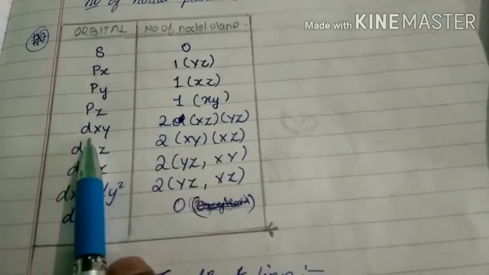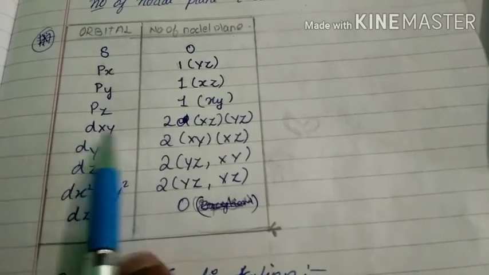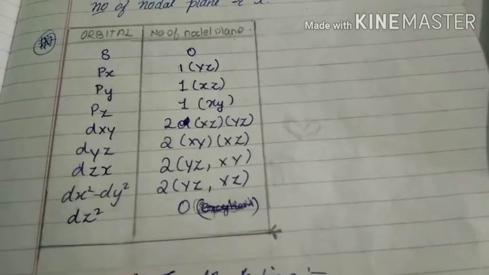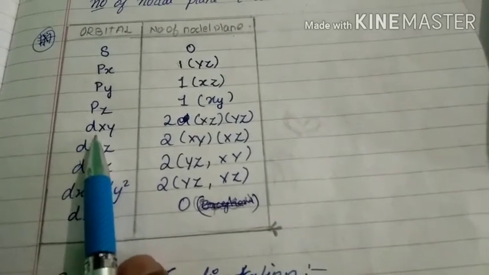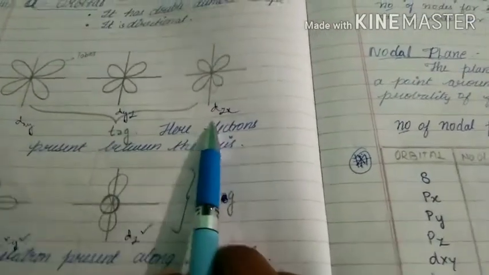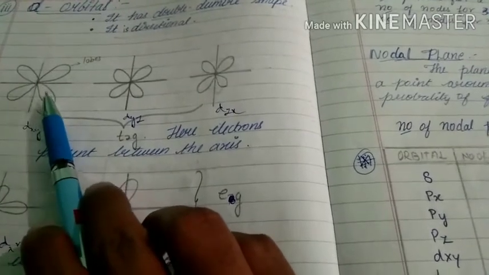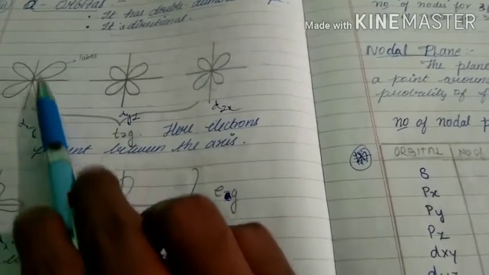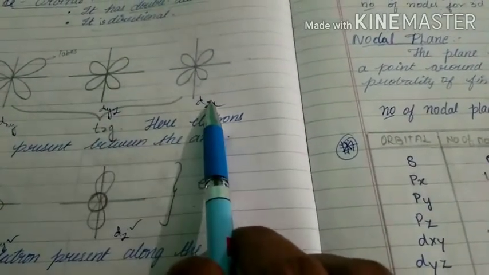In the case of d orbitals, for all d orbitals the l value is 2, so the number of nodal planes is also 2. What is the meaning of dxy, dyz, dzx here? In the case of dxy, the electron density is present between the x and y axes. In this case, between y and z. In this case, between z and x.